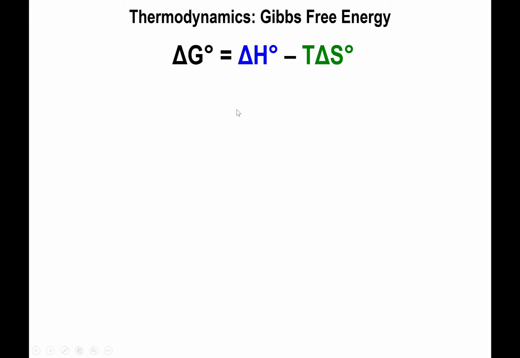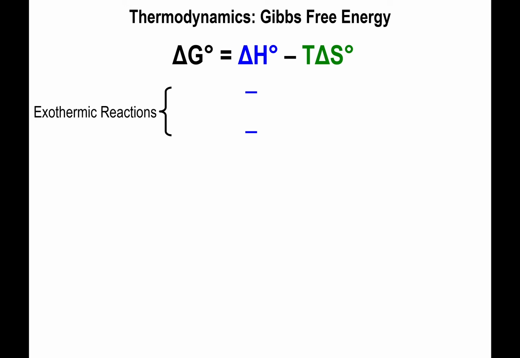We focus on the master equation of thermodynamics, delta G equals delta H minus T delta S, and we see what happens when the reactions are exothermic. Now, if the reaction is exothermic, delta H has to be negative. But delta S is not restricted. Delta S could be positive or it could be negative.